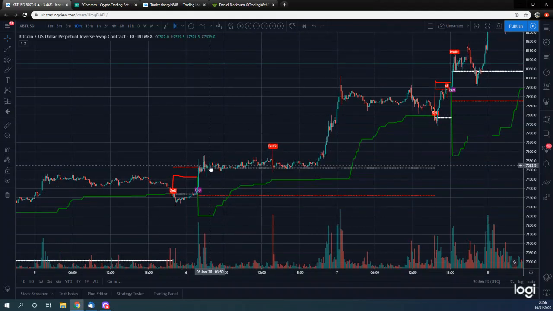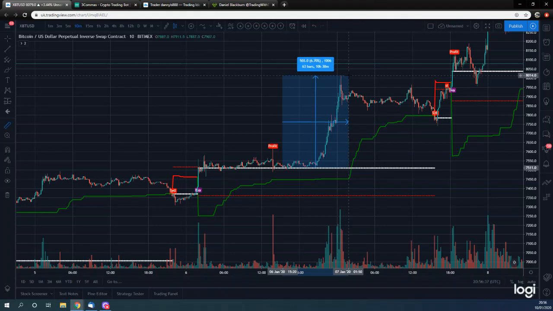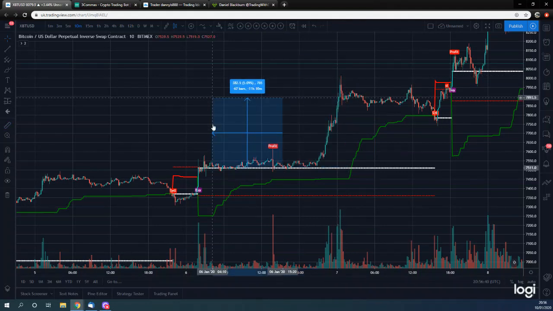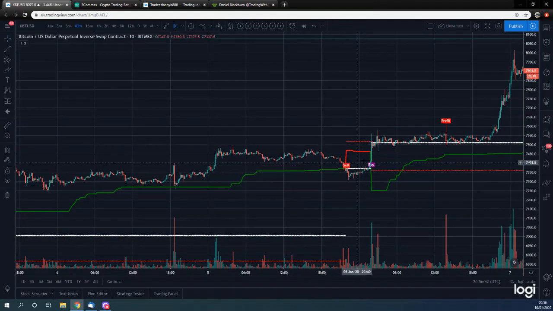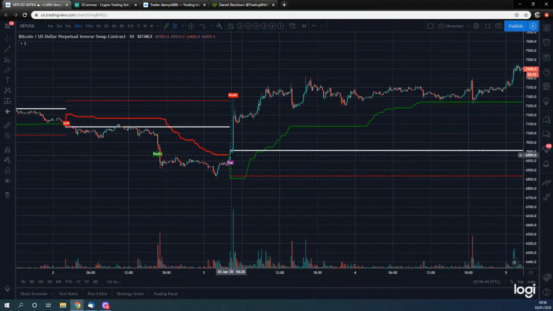If we look at some of our other trades, this one here actually pretty much went up in a straight line, 6.7%. That one was obviously a losing trade. This one here, you can see the profit bar on that bar, but it didn't take profit at the top. It took profit 1% up from its buy.